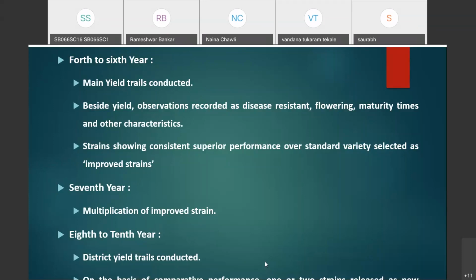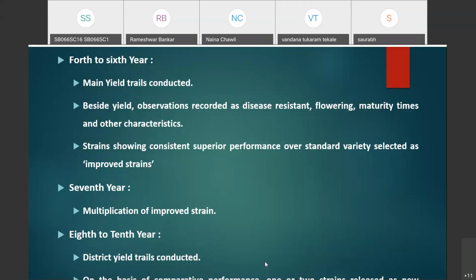Then in the 8th to 10th year, the district yield trials are carried out. Generally these are carried out in different experimental stations, just to check their adaptability to changing environmental conditions. Their performance is reported to the plant breeder, and on the basis of comparative performance, one or two strains are released as the new variety.